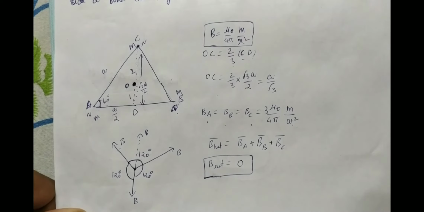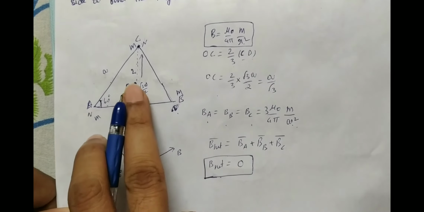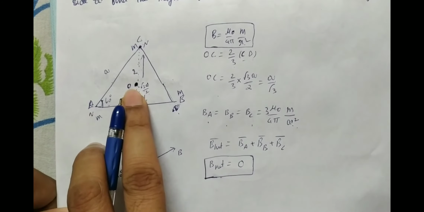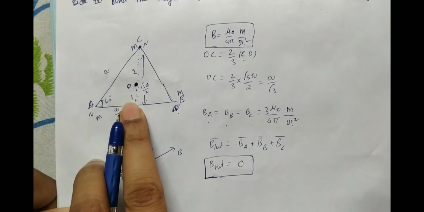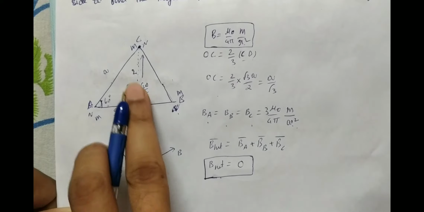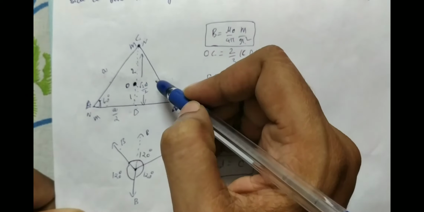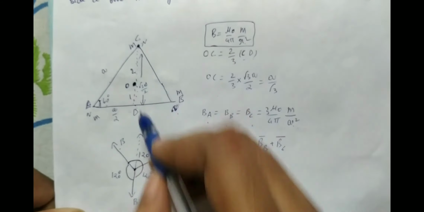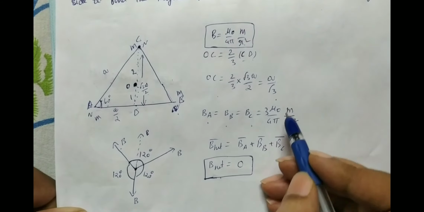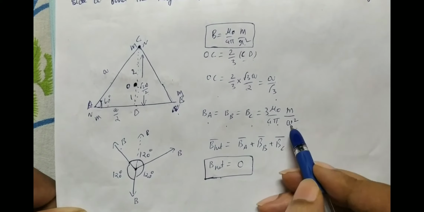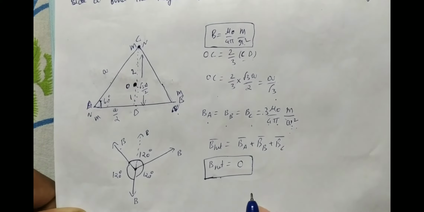Net field. The important thing is to calculate the distance from C to O, which is a 2:1 ratio. And what is the magnetic field induction due to C at point O? The distance from here to here is A by root 3, so mu naught by 4 pi, m by (A by root 3) whole square, you get 3 in your numerator.